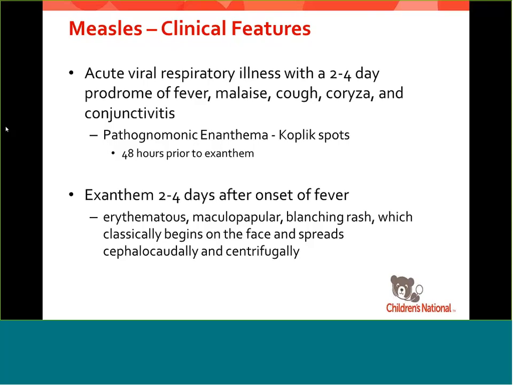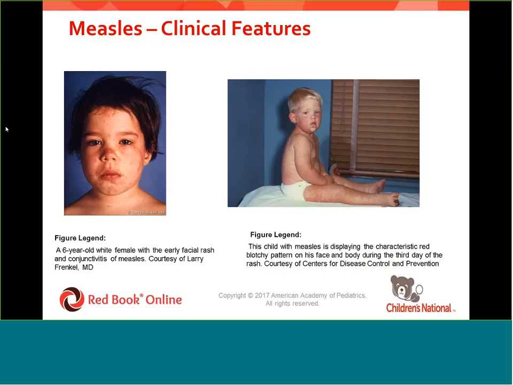Clinical improvement in the child's symptoms usually ensues about 48 hours after the appearance of the rash, and then the rash often lasts 6 to 7 days, and it fades in the order that it first appeared. That's kind of our classic measles. So not necessarily exactly what we saw in our patient, but classic measles.